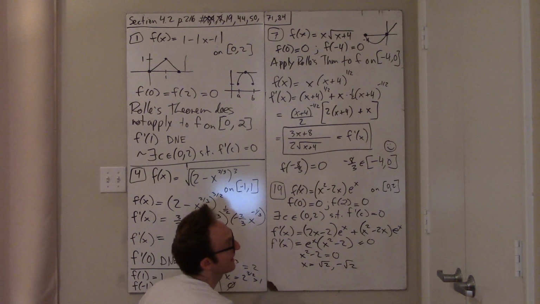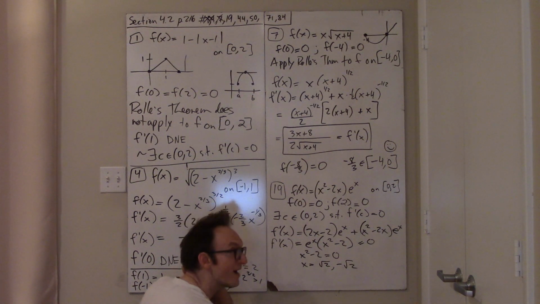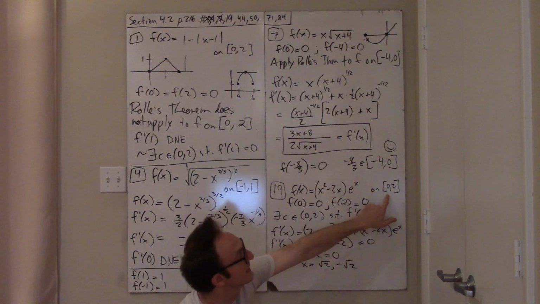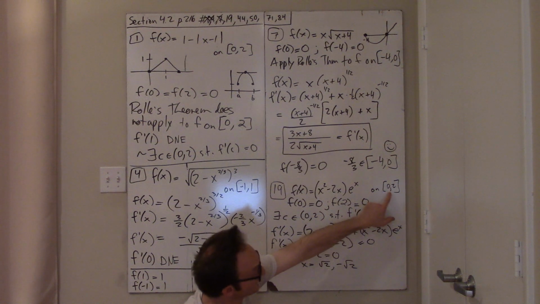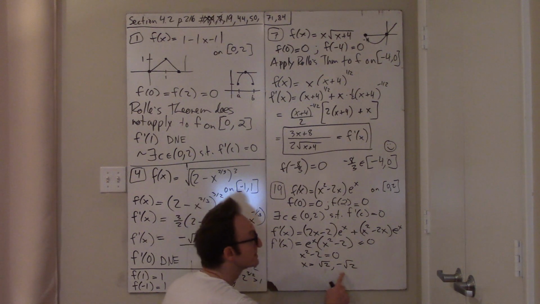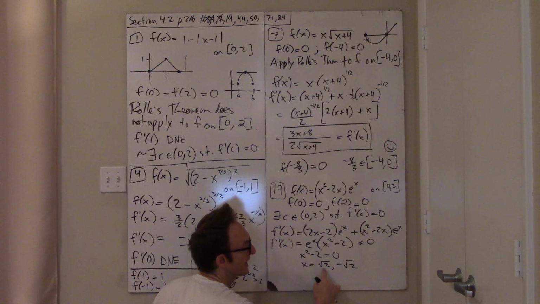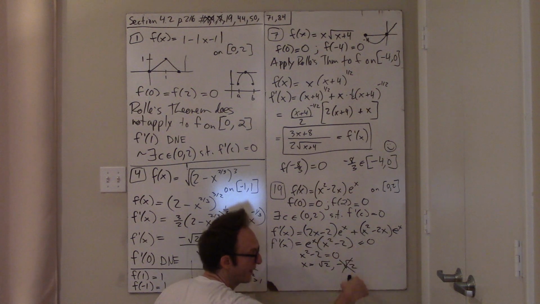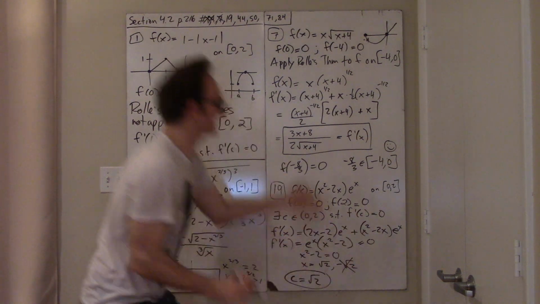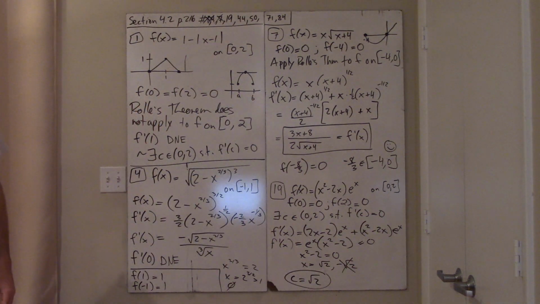But the answer to this question is find the value of c guaranteed by Rolle's theorem. Rolle's theorem guarantees you a point on the interval 0, 2 where the derivative is 0. So both of these points are points where the derivative is 0, but only one of them is relevant because only root 2 is on the interval 0, 2. So this, though a solution to the equation, is not our point of interest. And so Rolle's theorem guarantees us a place with the derivative of 0, and indeed that place is when c is root 2 on this interval.